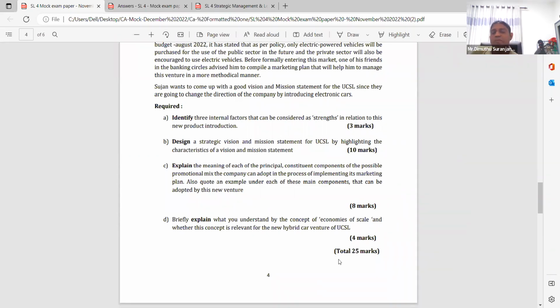It is applicable to this venture. Yes. So when you have economies of scale, you'll be able to reduce the cost. If you are able to reduce the cost, then you can offer a car at a very competitive price. So that's an advantage, right?